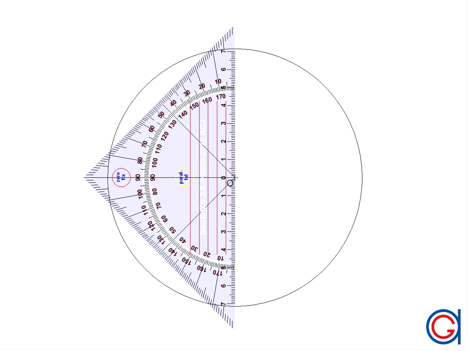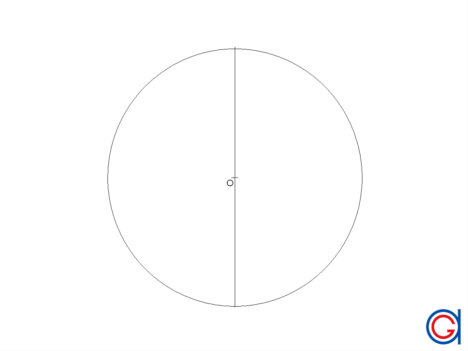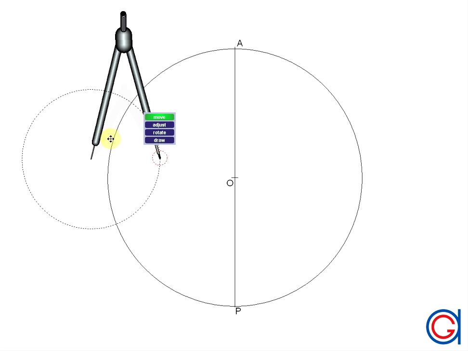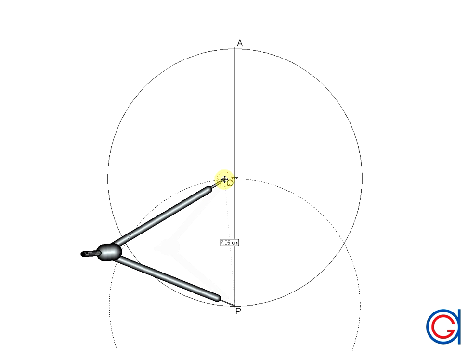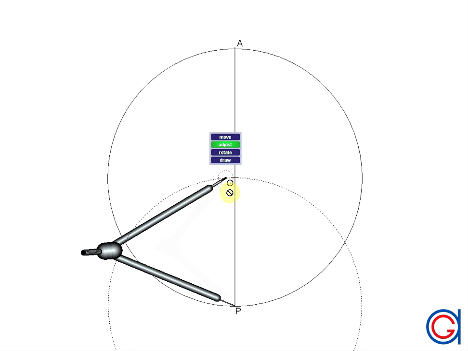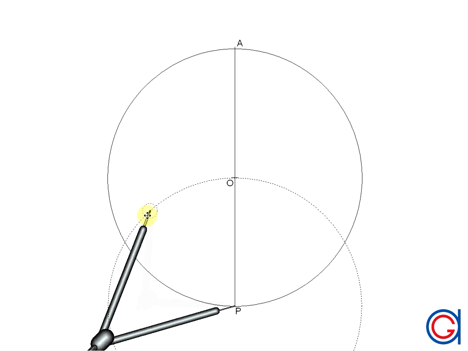Hello, let's draw a regular heptagon inscribed in a given circumference. The first step is to draw a vertical diameter which cuts our circumference at points A and P, as shown here in the video. So the next step is to set our compass to the radius of the given circle, and now with our compass centered on point P, we are going to scribe an arc which cuts our circumference at 2 points, which we will call Q and R.